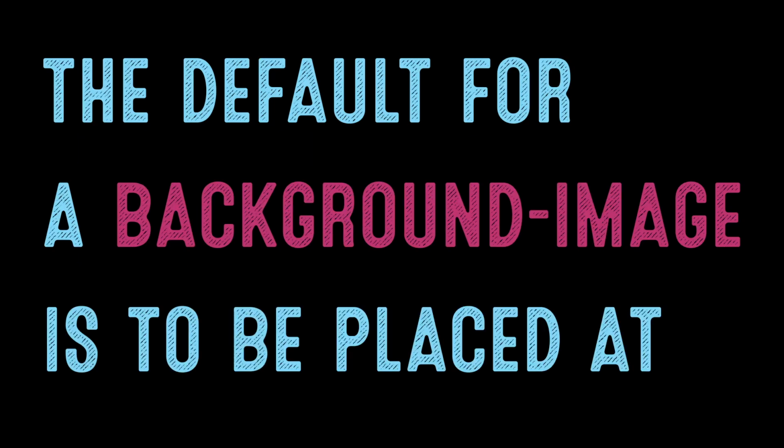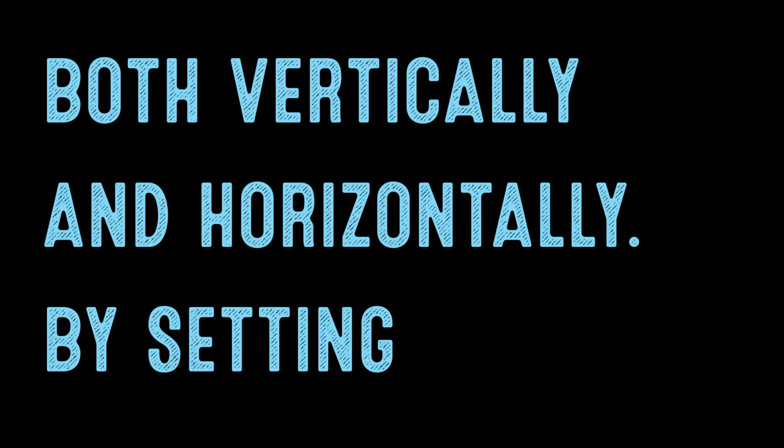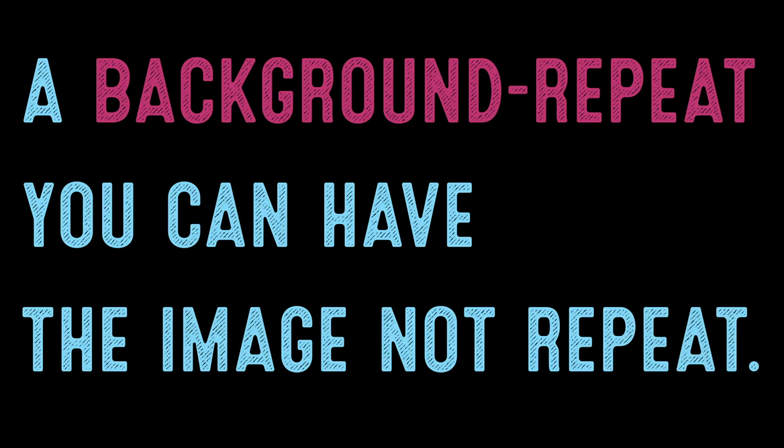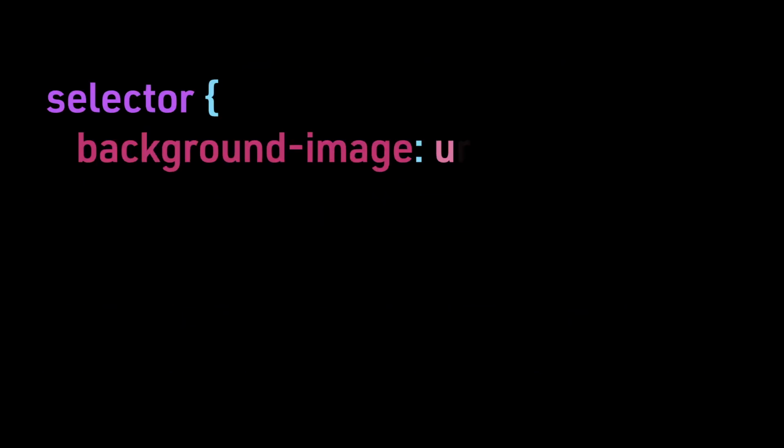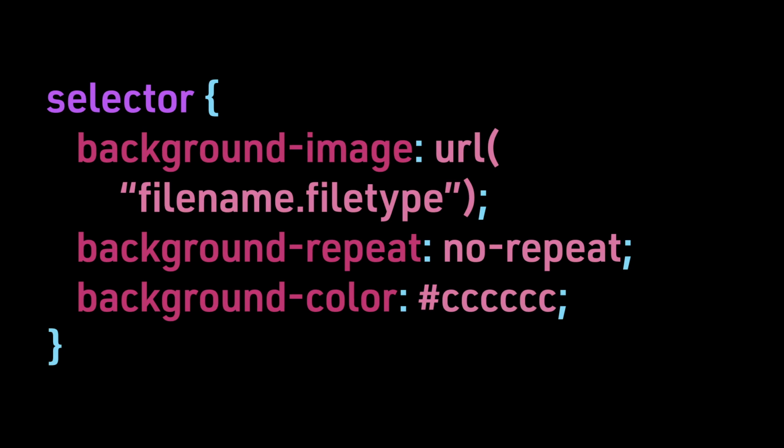The default for a background image is to be placed at the top left corner of an element and repeated both vertically and horizontally. By setting a background-repeat, you can have the image not repeat. So in our example, we have added a CSS rule for background-repeat and set it to no-repeat.